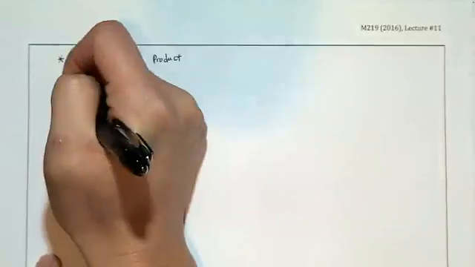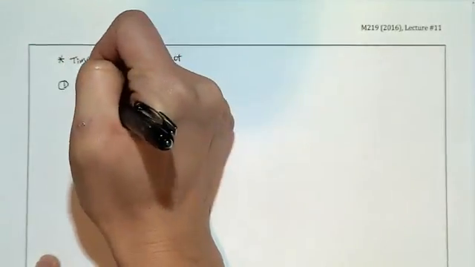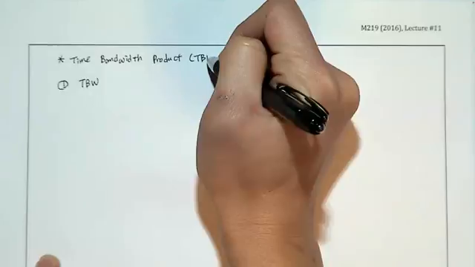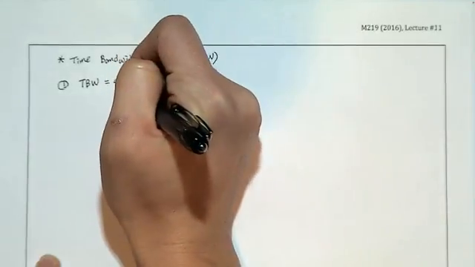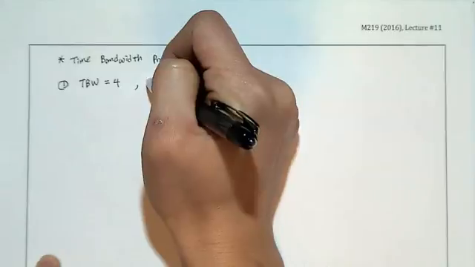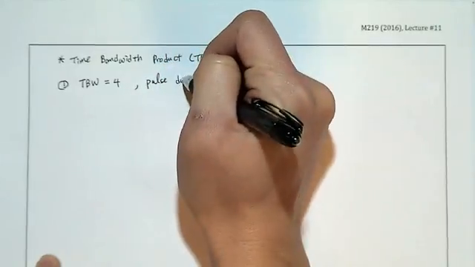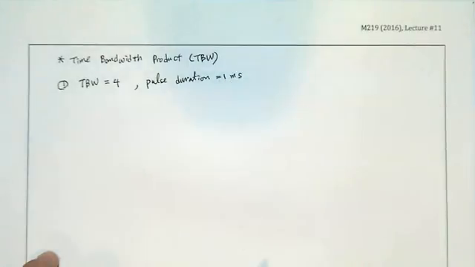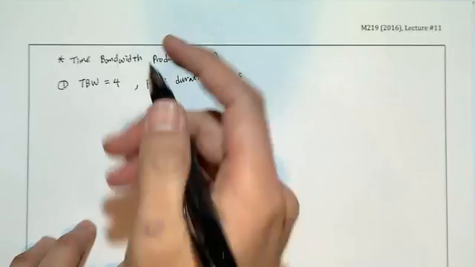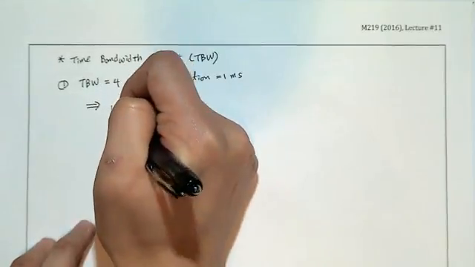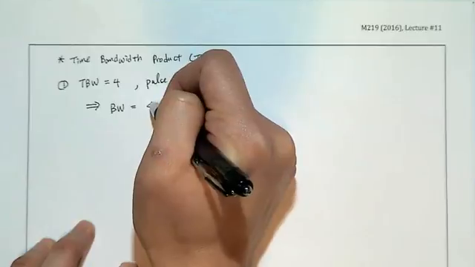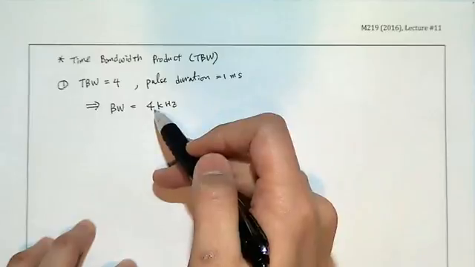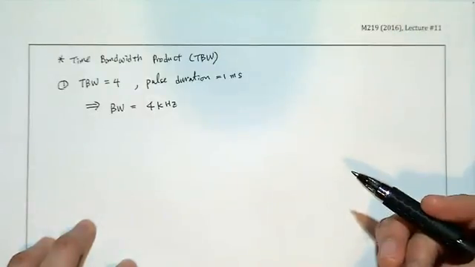The first example will be, let's just assume the time bandwidth product is 4, and the pulse duration, as I said before, is 1 millisecond. Then what will be the RF bandwidth? As I said before, the bandwidth should be 4 kilohertz, right? If you multiply this and that, that's going to be 4, canceled out each other, correct?